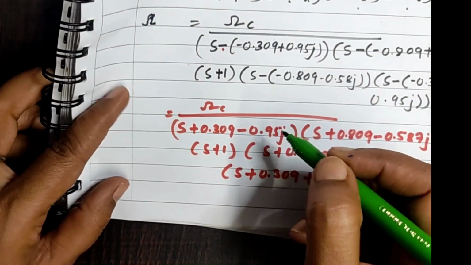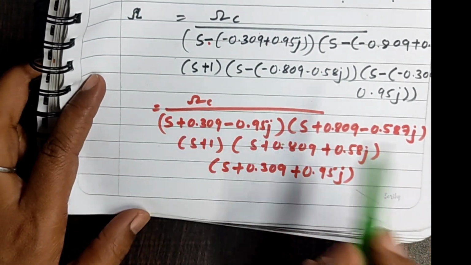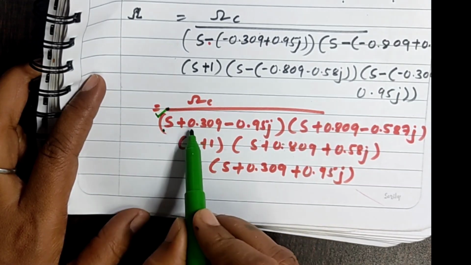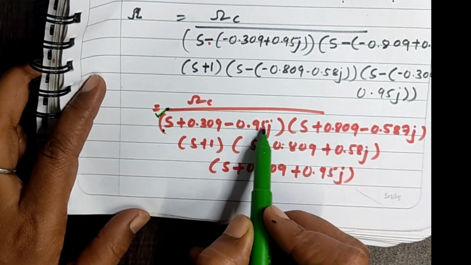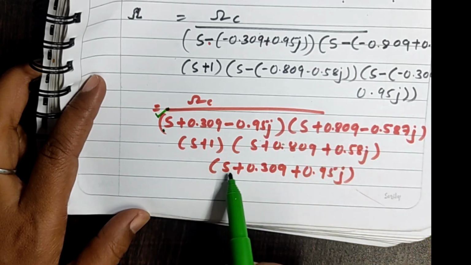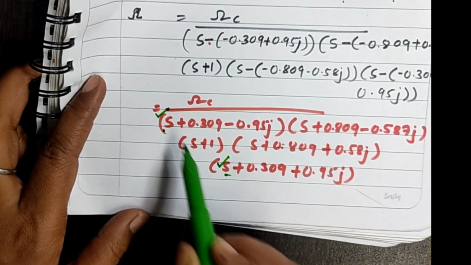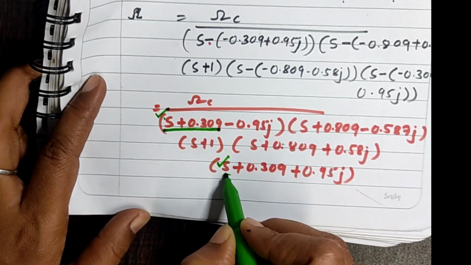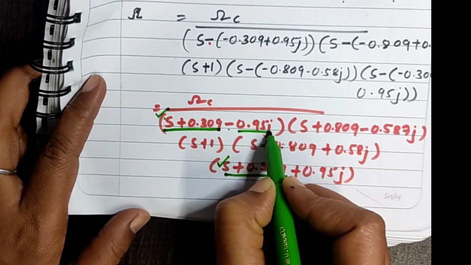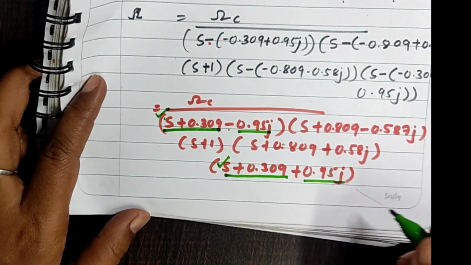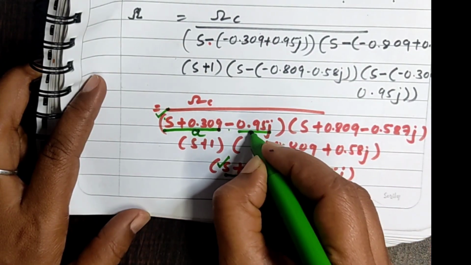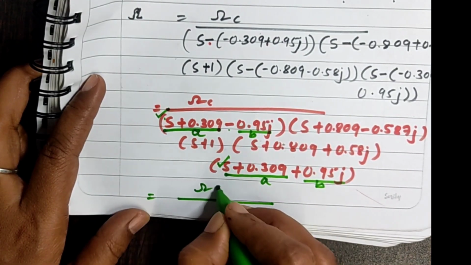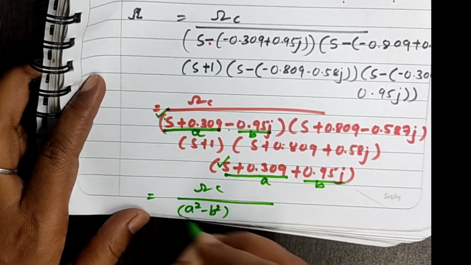We have to see how we can simplify this. If you observe carefully, see this one, S plus 0.309 minus 0.95 J. We have this one also, and these two are the same. Check S plus 0.309 minus 0.95 J and plus 0.95 J. It means we can take this as A minus B and A plus B, so can we write this as A square minus B square form?